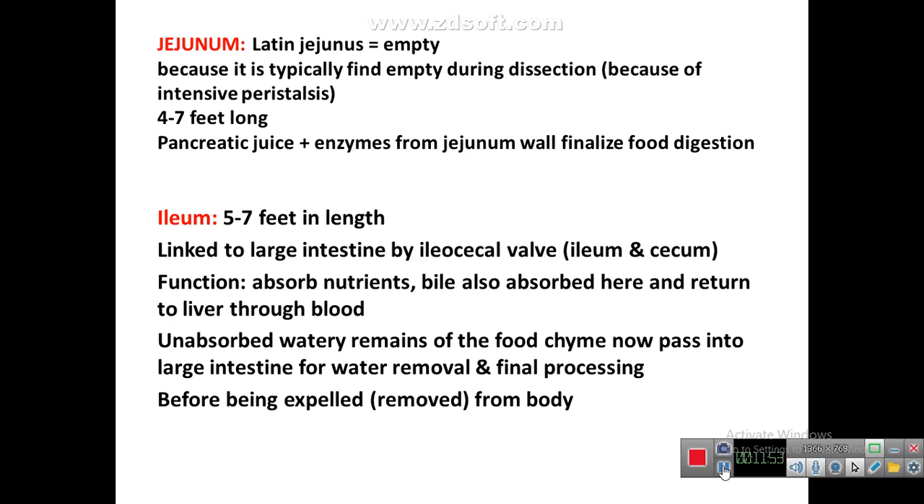The third part of the small intestine is known as the ileum. It is 5 to 7 feet in length, linked to the large intestine by means of the ileocecal valve. The word ileo is for the ileum and the word cecal is for the cecum. Ileum, last part of the small intestine. Cecum, first part of the large intestine. The function of the ileum is that it absorbs the nutrients, and bile is also absorbed here and returned to the liver through blood. Unabsorbed watery remains of the food chyme now pass into the large intestine for water removal and final processing before being expelled from the body.